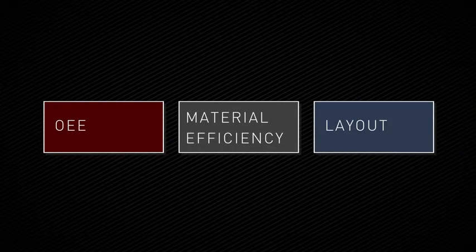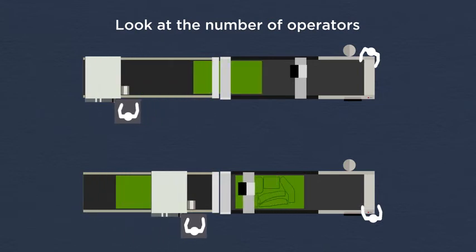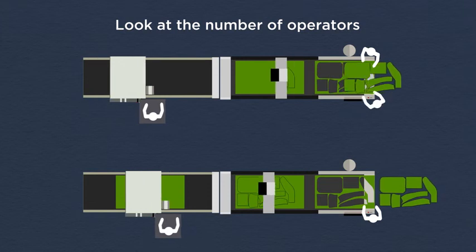The last topic is layout. The best in class is 2 operators per cutting line. However, in some companies where they cut smaller pieces and so are offloading more, they need more operators.